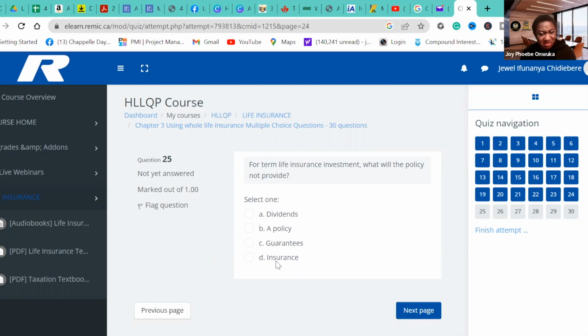For term life insurance investment, what would the policy not provide? Term life insurance doesn't provide investment. What would the policy not provide? A, dividend. B, a policy. C, guarantees. D, insurance. I'm just going to go with dividend because term life insurance doesn't give any investment, no dividends or stuff like that. So we'll see about that.